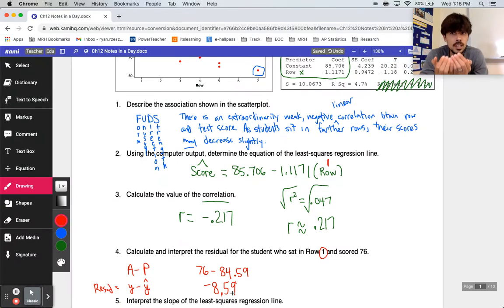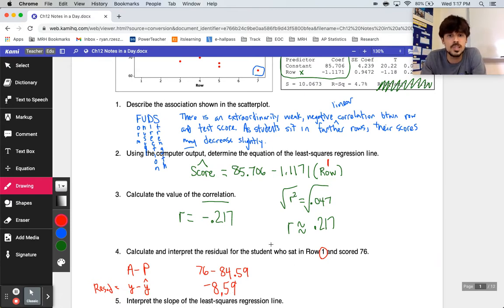I have a negative. That means my predicted was higher. So you can talk about how the actual is lower than the predicted, or you can talk about how the predicted is higher than the actual. It can work either way for your interpretation here.